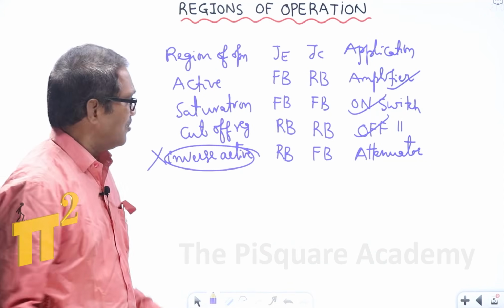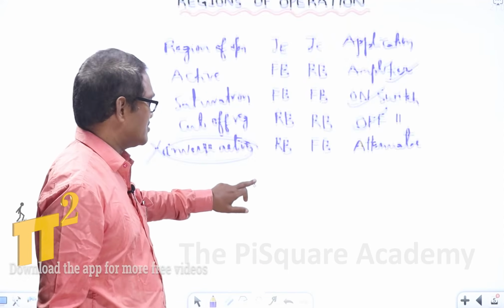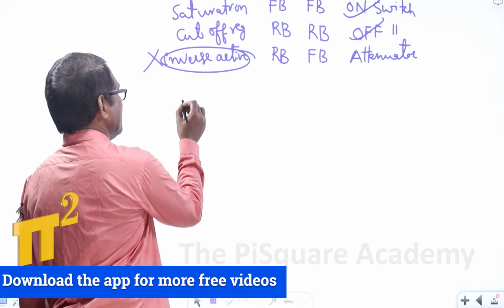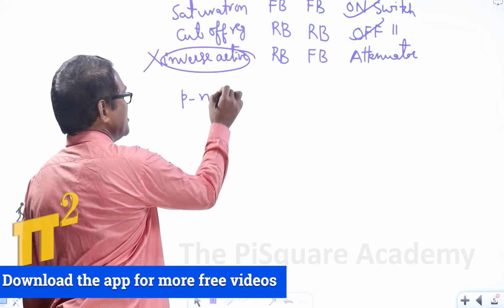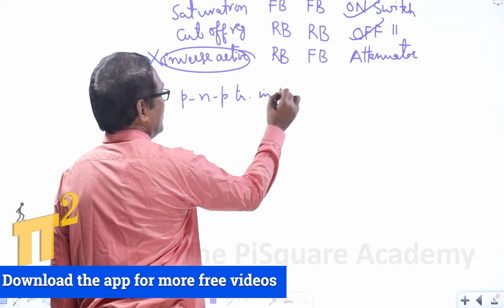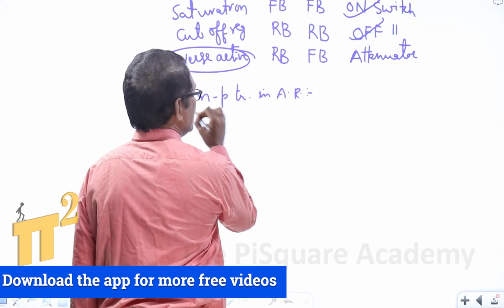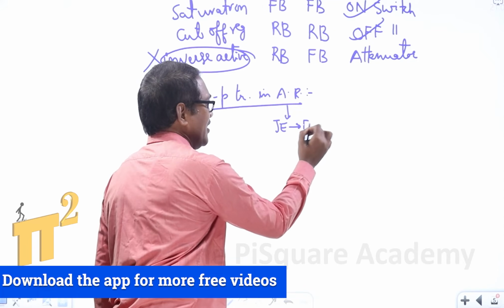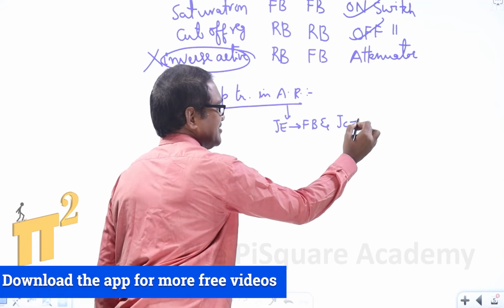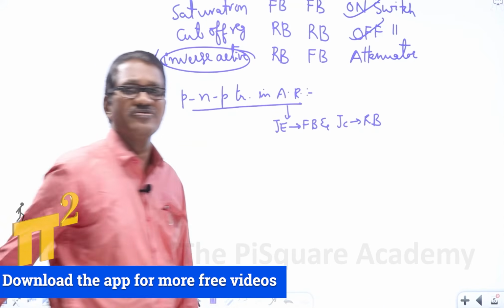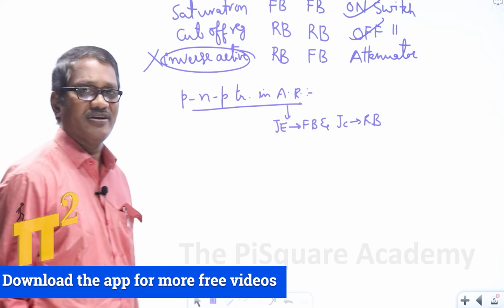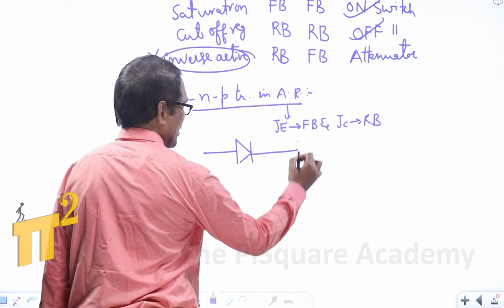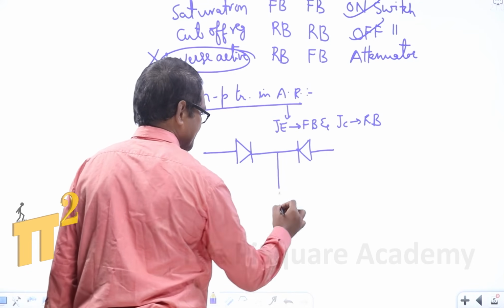Now let us observe the various conditions for the various regions of operation. Suppose a PNP transistor is in the active region. Active region means JE must be forward biased and JC must be reverse biased. This is the condition to be satisfied to use the transistor in the active region. So the transistor's diode equivalent circuit is two diodes connected back to back like this.